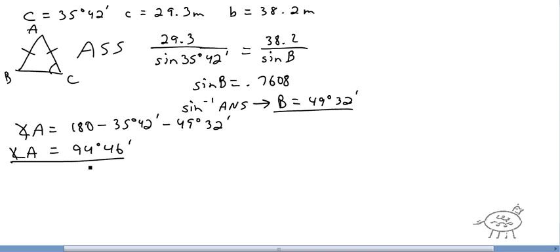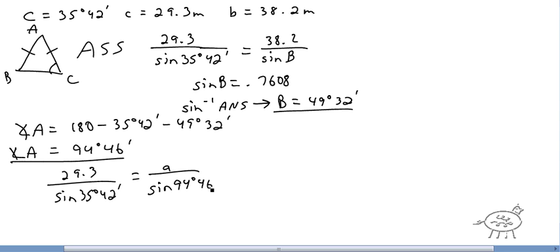So we're just going to use law of sines again to find side A. So it's going to be 29.3 over sine of 35 degrees 42 minutes. And make sure, again, you're using the information that's given. Don't use our calculated value of B in law of sines. Obviously, we have to use angle A because we need side A. So it's equal to side A over sine of 94 degrees 46 minutes.